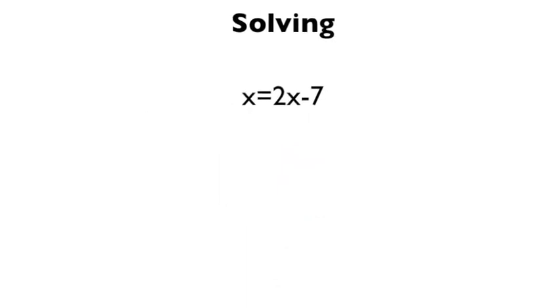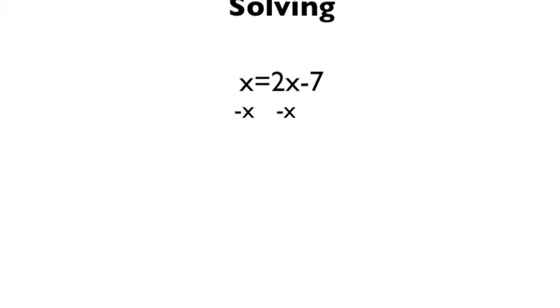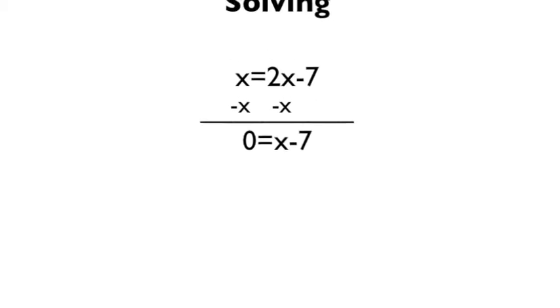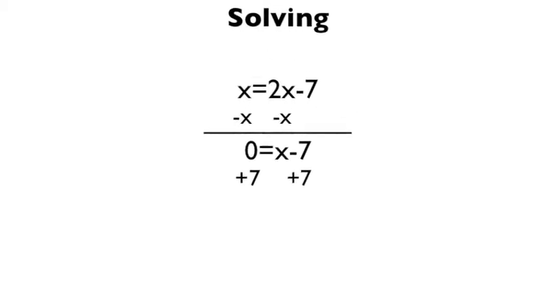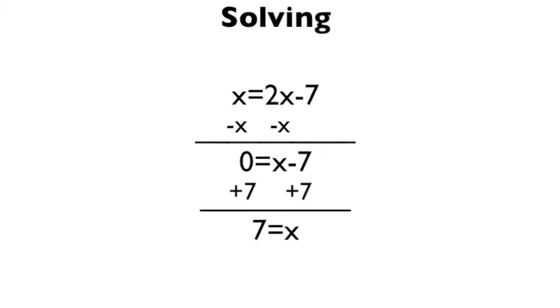To solve, set the tangent lengths equal to each other. Then, isolate x by subtracting x from both sides of the equation. After that, add 7 to both sides of the equation. The answer should come out to be x equals 7.